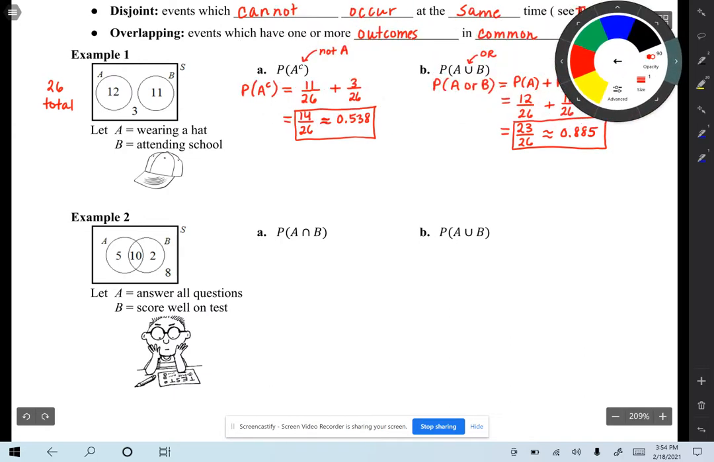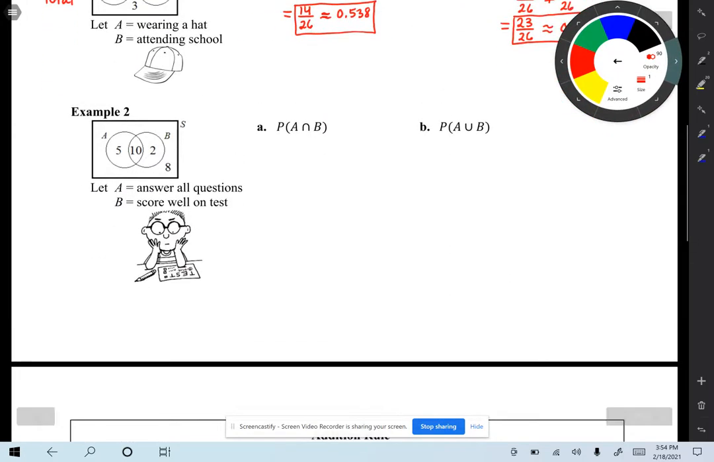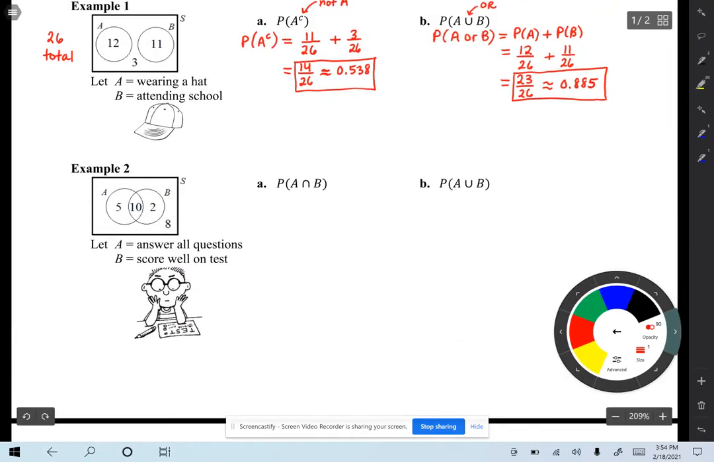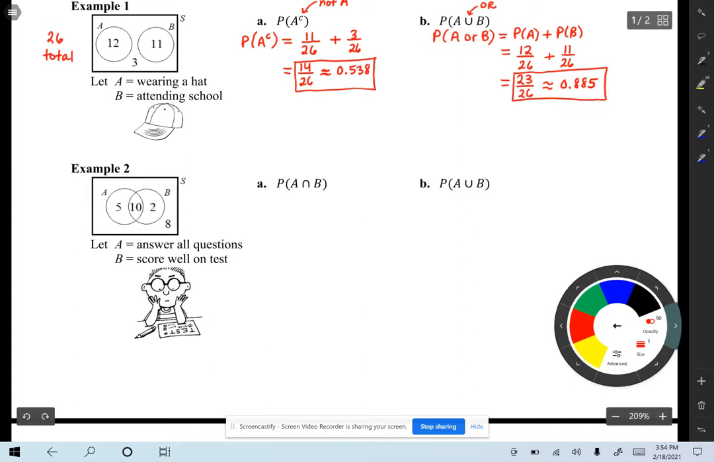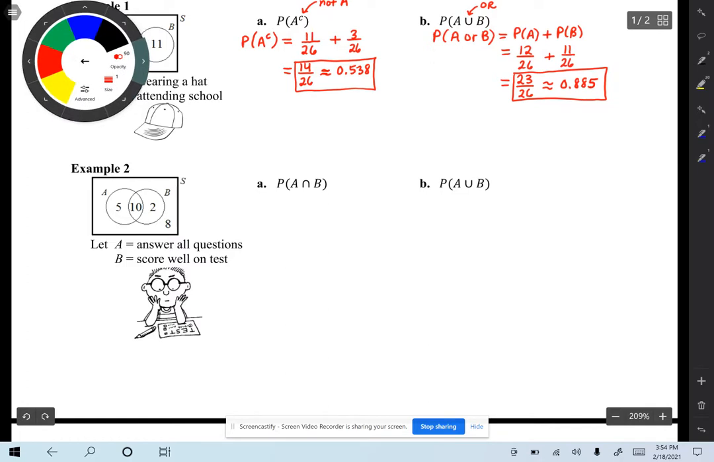Okay, example number 2. We have event A, answer all questions, and event B, score well on a test. So in this particular case, there is something in common. So let's go ahead and figure out how many total students there are. So we have 5 plus 10 plus 2 plus 8. So that would be 25 altogether.